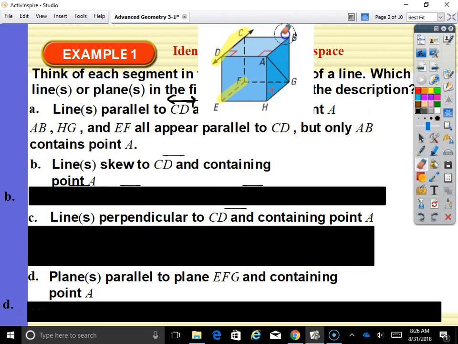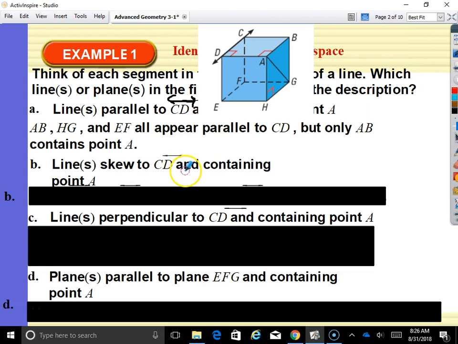They want to know a line skew to line CD and containing point A. Skew to CD containing point A. Skew lines. So parallel lines never intersect, right? Skew lines never intersect. They are not on the same plane, and they are not parallel.